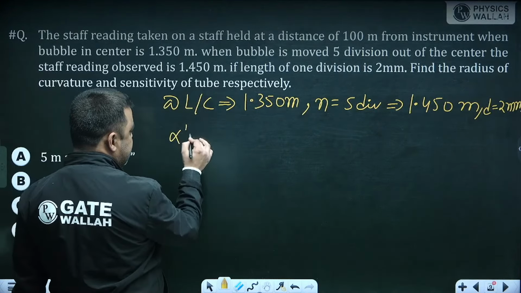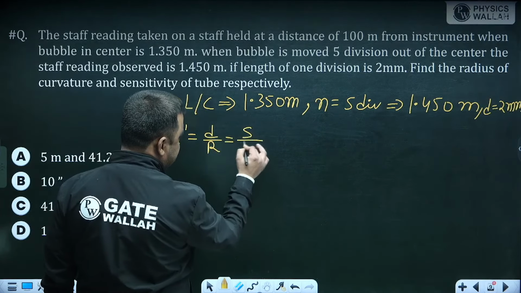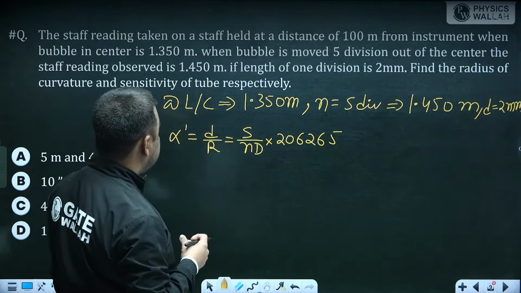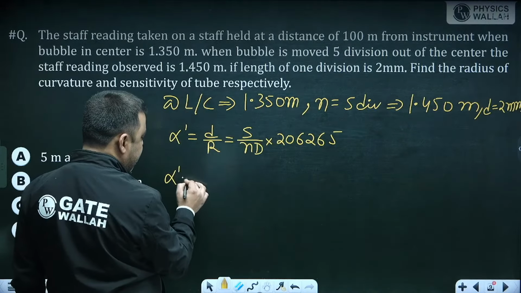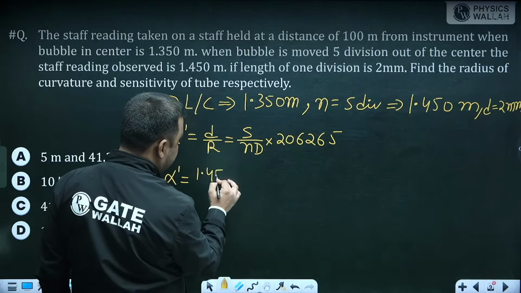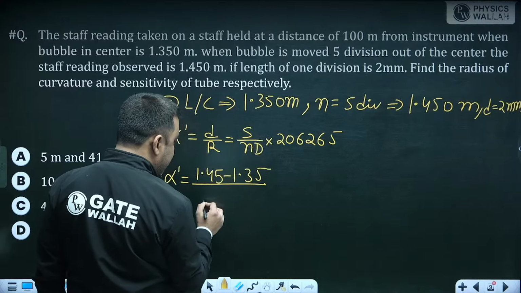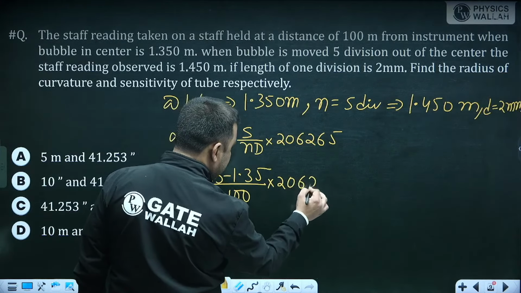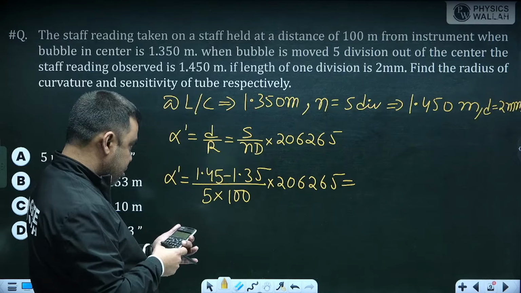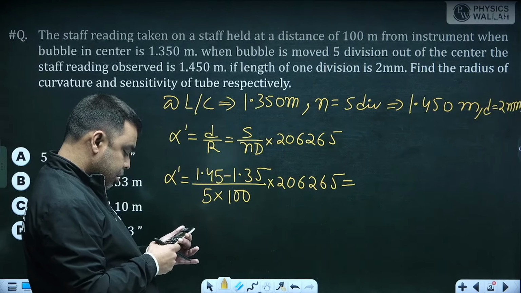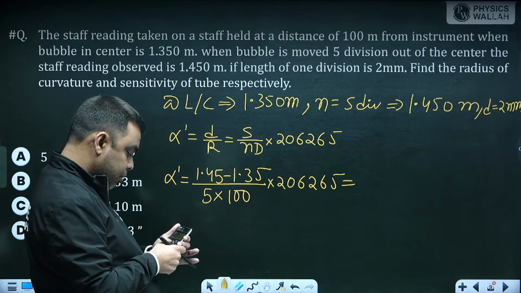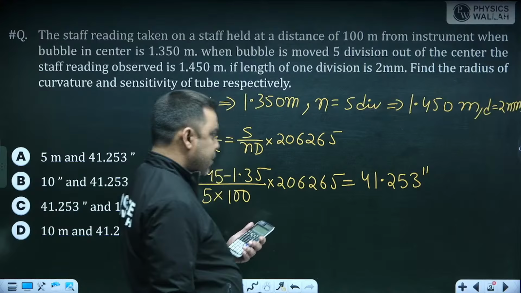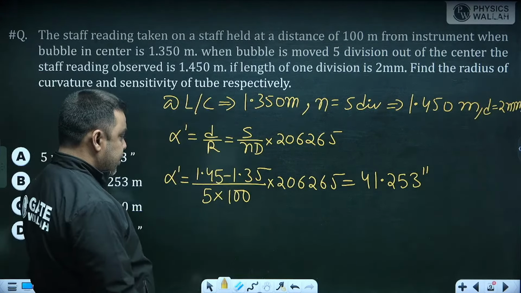So we know that alpha dash is equal to d by R is equal to s by nD into 206,265. Sensitivity we need to determine. So alpha dash is equal to s, 1.45 minus 1.35. N, how many divisions is it out? 5 divisions. Distance is 100 meters. So 0.1 divided by 500 into 206,265. So we are getting this value as 41.253 seconds. So this is my sensitivity.